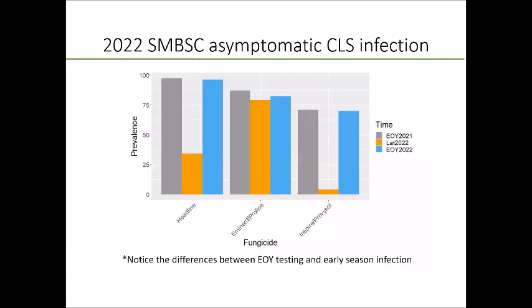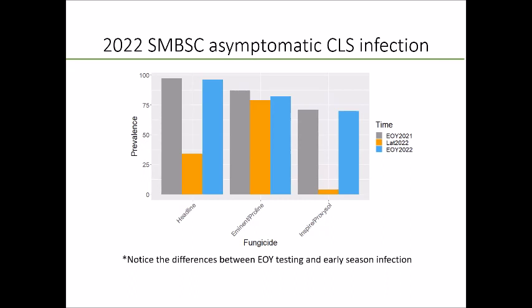And one of the main takeaways is that if you look at our end of the year testing, shown in gray from 2021, our latent infection testing, shown in yellow for 2022, and then our end of the year testing for fungicide resistance in 2022, we see some discrepancies between what happens at the end of the year and what actually starts as infected material throughout the year.